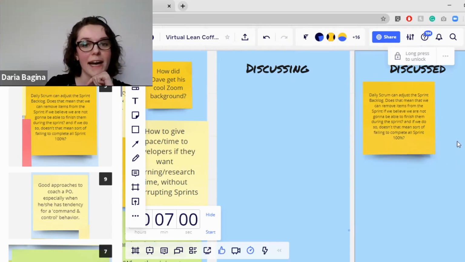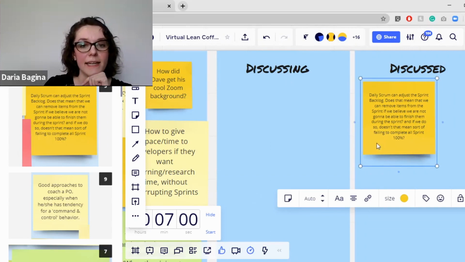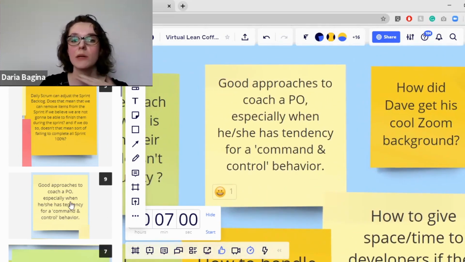The other one we had had 9 votes, so I'm going to pick this one. Good approaches to coaching a product owner, especially when he or she has a tendency for command and control behavior.